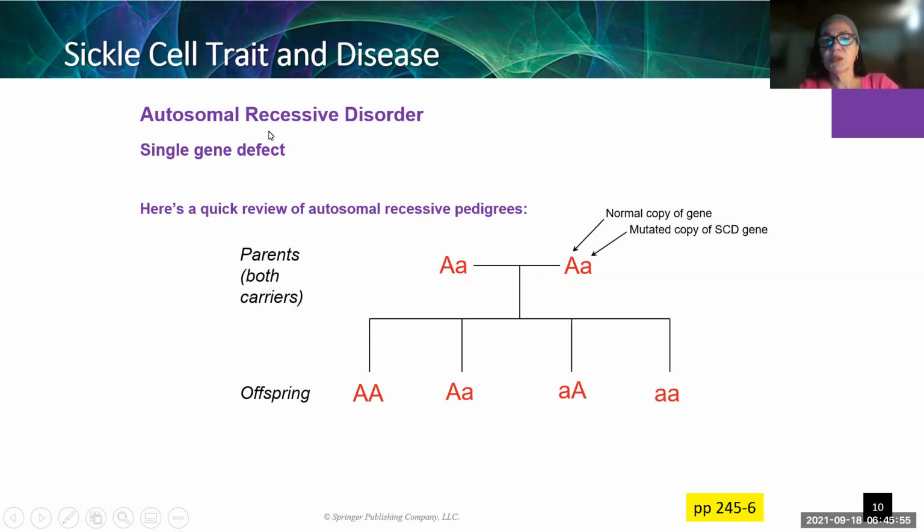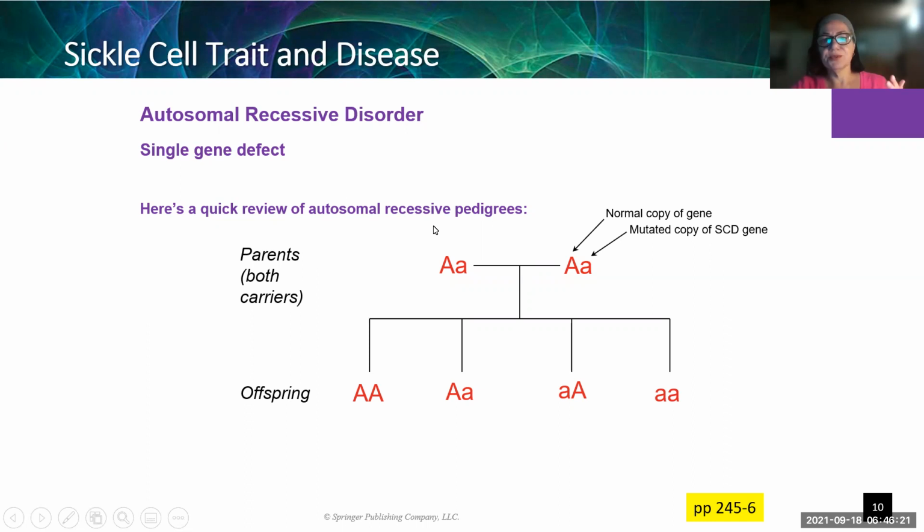This is an autosomal recessive disorder. Autosomal means that it occurs somewhere other than the X or the Y chromosome. I'm not going to expect you to know which chromosome it occurs on, just that it's autosomal, meaning you're going to see it equally frequently in males and females. It's a single gene defect. It's the code for 1 protein that is messed up.